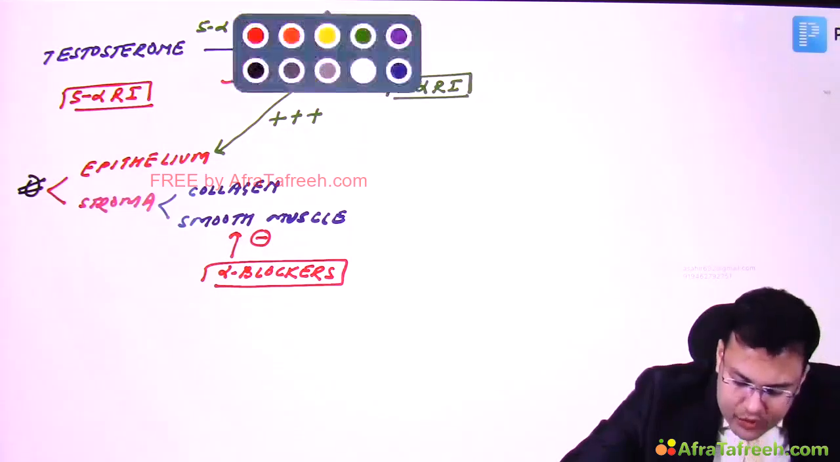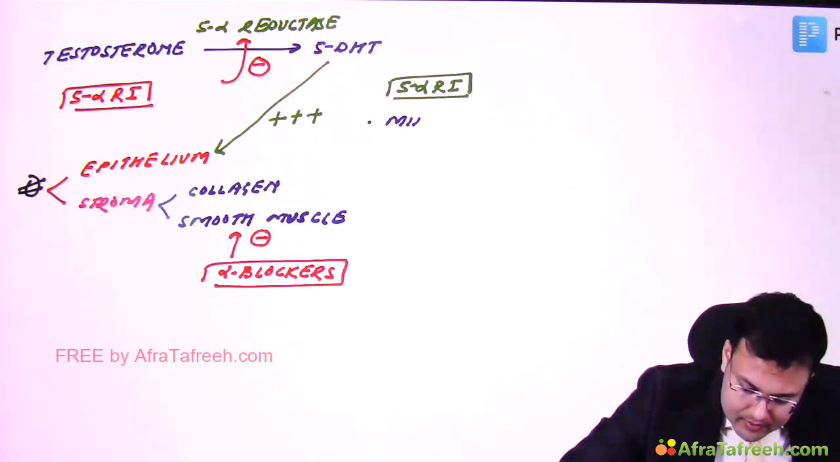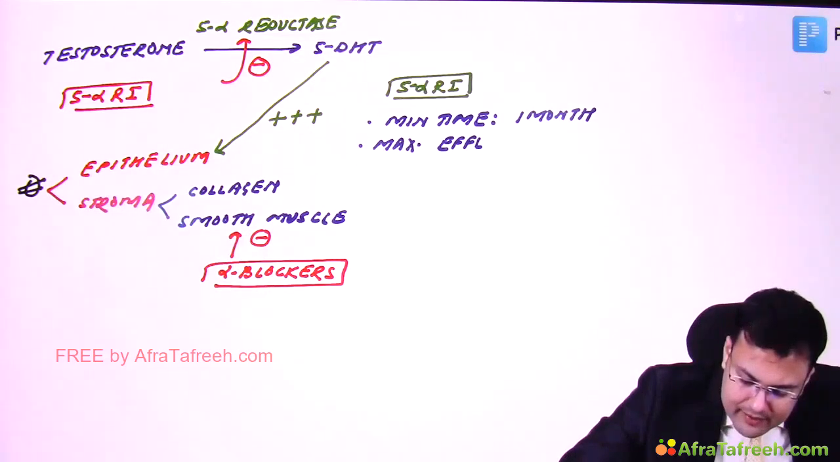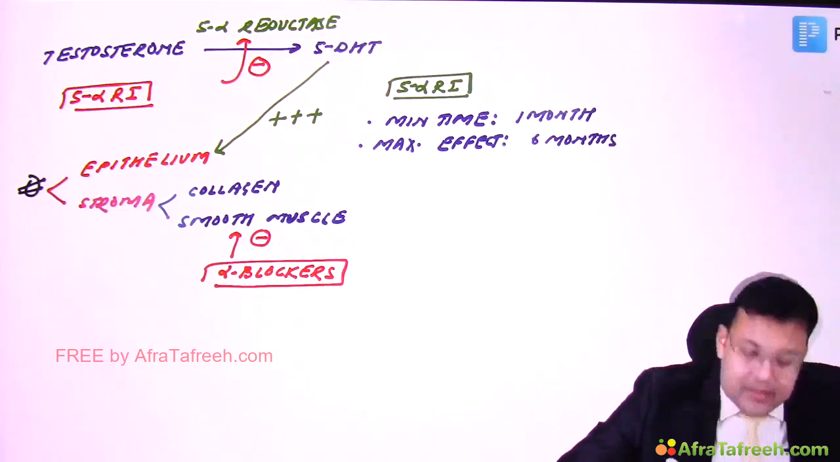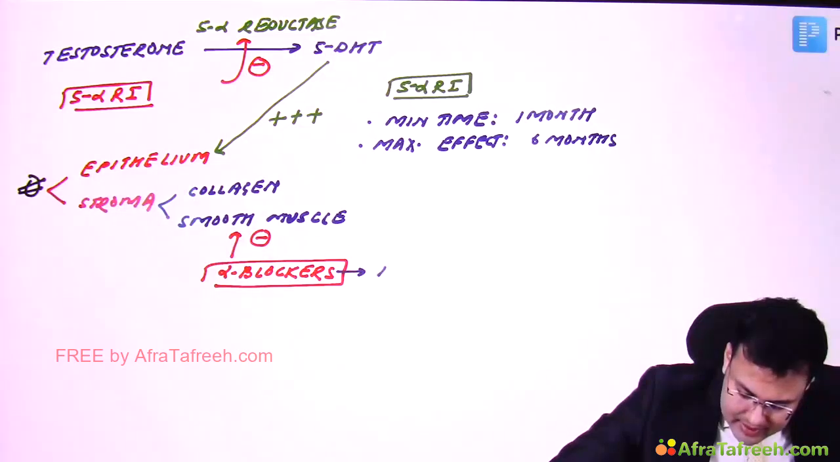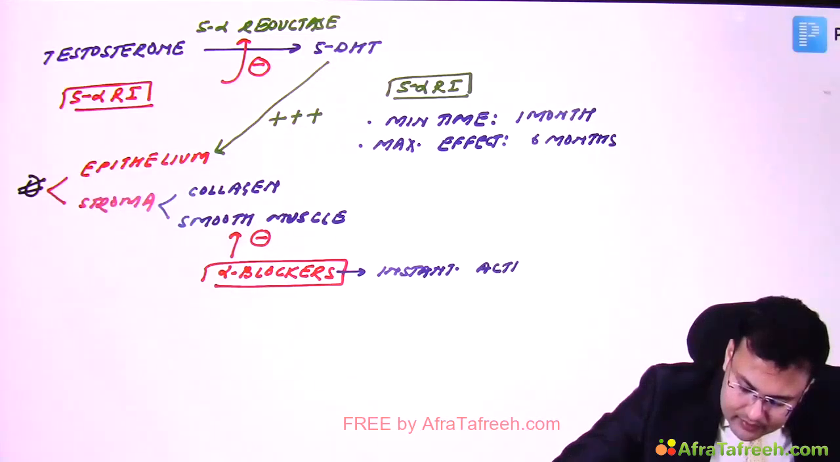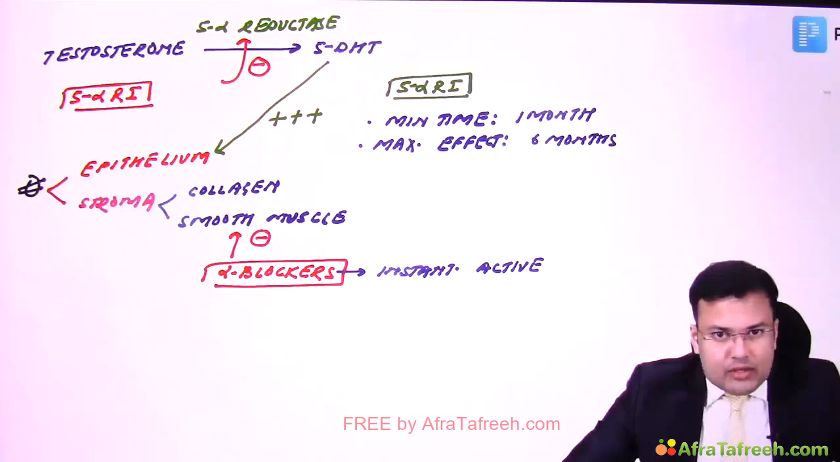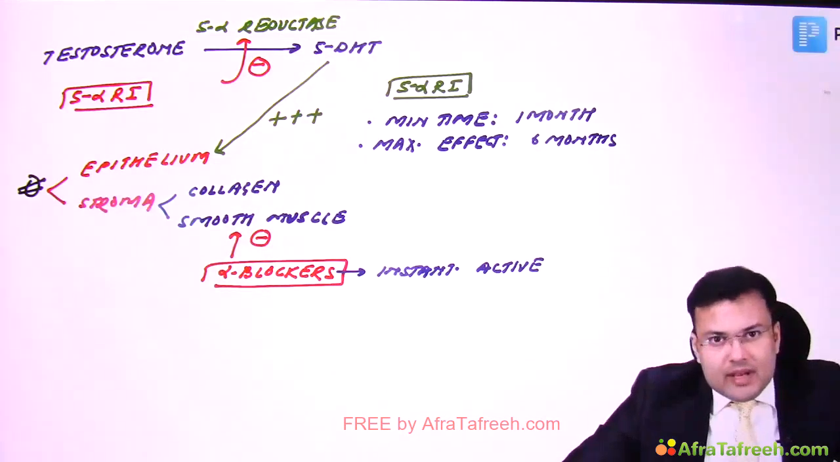Minimum time required to act is 1 month, and the maximum effect is seen in 6 months. Simple. What is the biggest advantage of alpha blockers? That they are instantaneously active. Clear? So you give alpha blockers, they relax the smooth muscles and symptoms are improved.